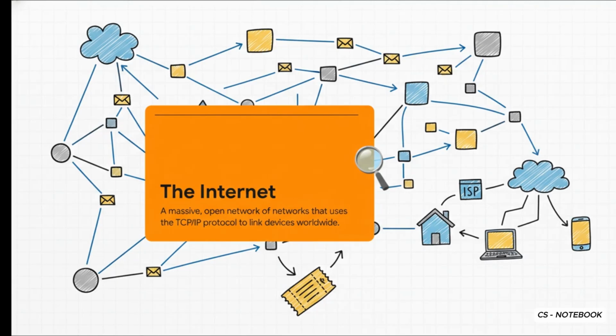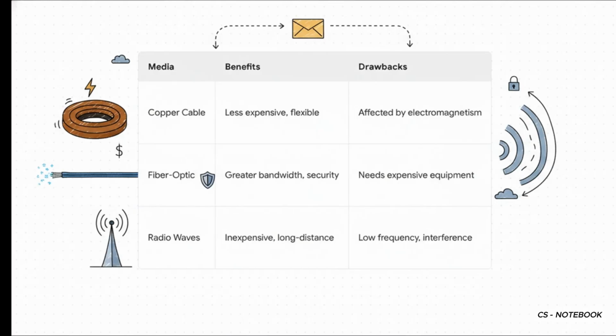Well, at its heart, it's a massive network of other networks. It's not just one thing. It's a huge collection of countless different networks that have all agreed to speak the same language, a set of rules called the TCP/IP protocol. And your ticket to get on this global network? That comes from your Internet Service Provider, or ISP. And this table is awesome because it shows the physical reality of that network.